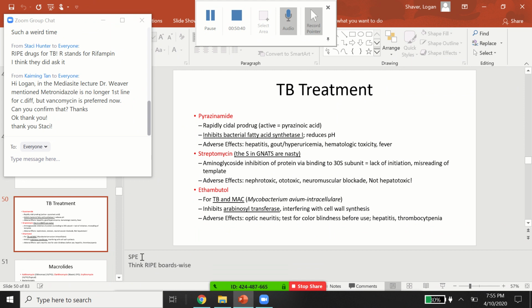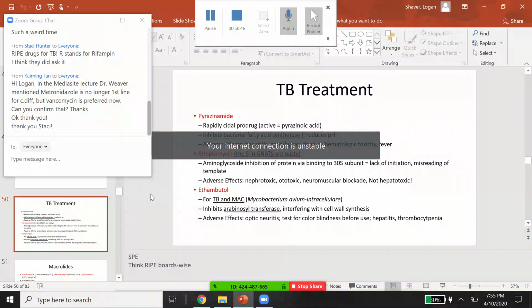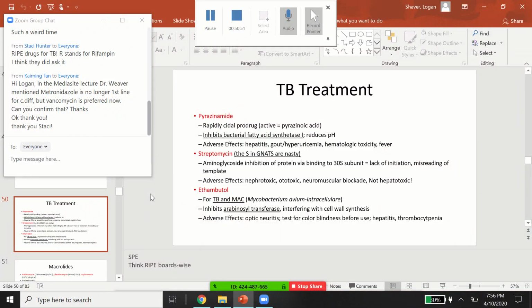At the time, I didn't really know about RIPE, so I put SPE. I thought that was being crafty. So maybe that helped you out too. I don't know. But streptomycin, it mentions that as well. So make sure not to forget about that one.